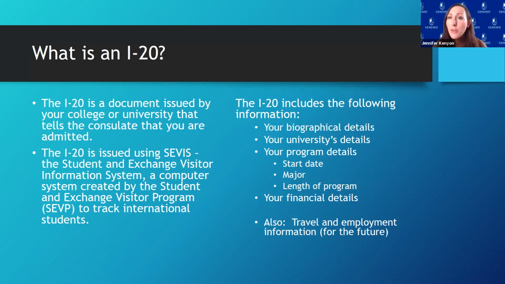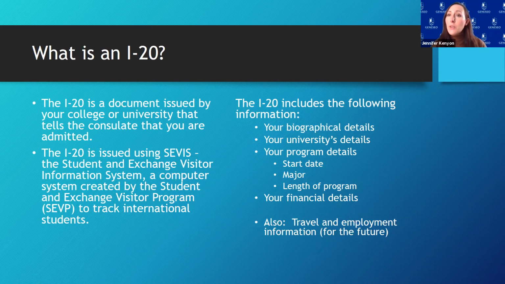So the I-20 has the following information on it. It has your biographical details like your name and your birthday. It has our information at the university. So it would say State University of New York at Geneseo, our address, and the date that we were approved in SEVIS to host international students. It would also include your program details, like the start date of your degree, your major, and the length of your program. Is it 2 years? Is it 4 years? Etc. And then it will also include your financial information.